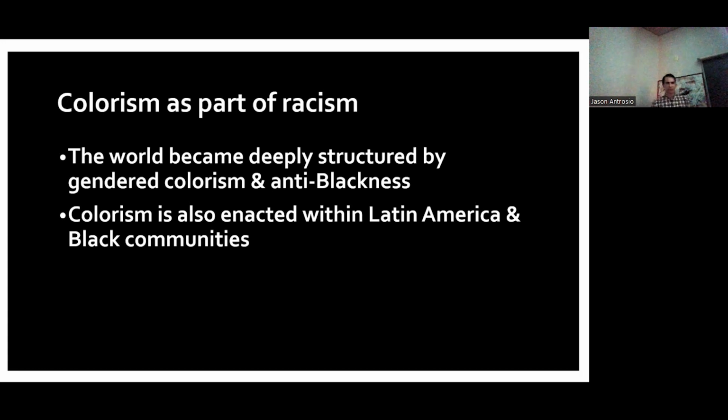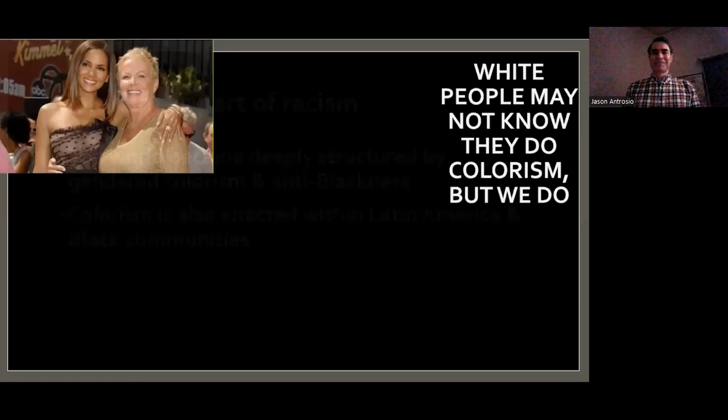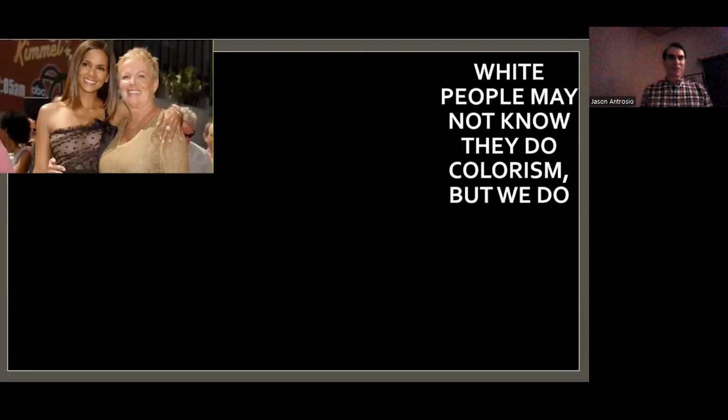This also occurs within Latin America. There'd be this idea that you want to have those features that are associated with wealth and whiteness. And it even happens within Black communities. And so it's something that a lot of white people like me don't know we might be subconsciously participating in, colorism.